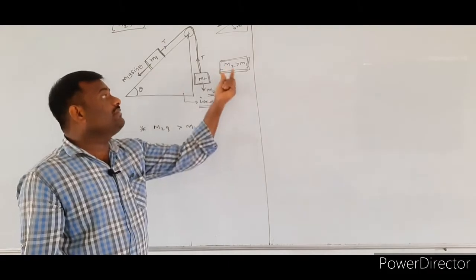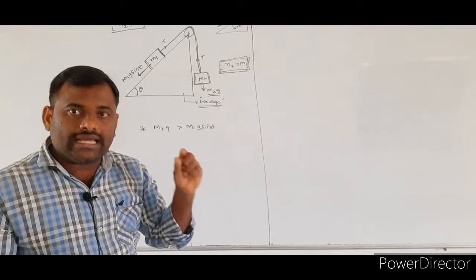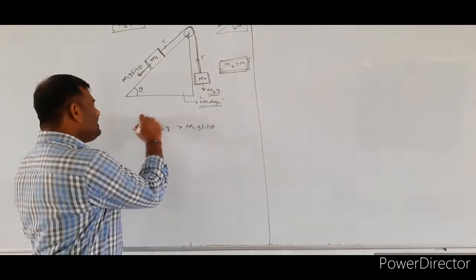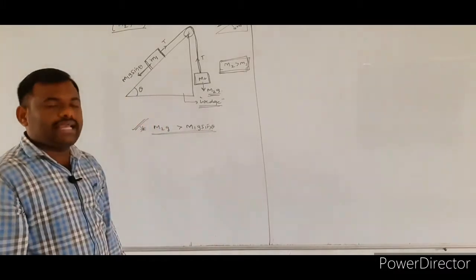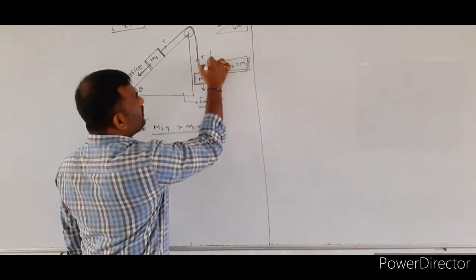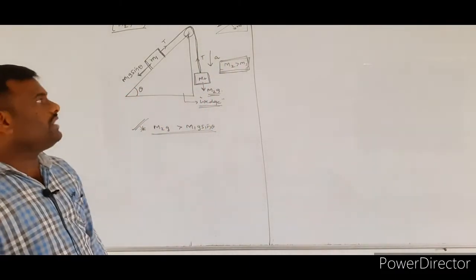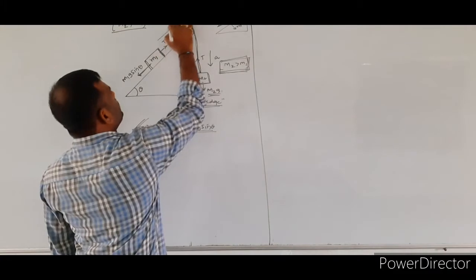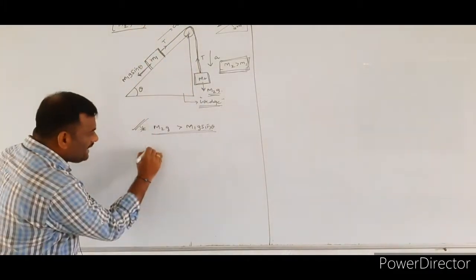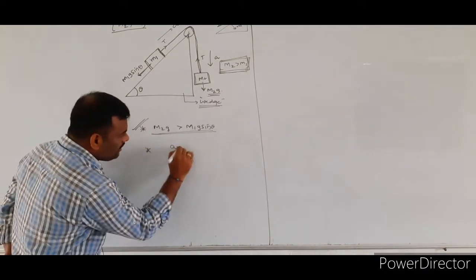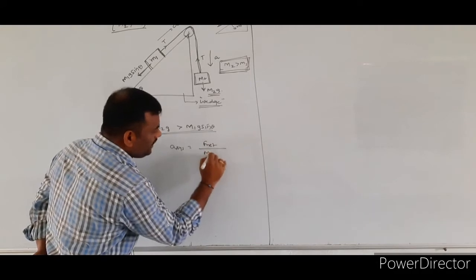Why did they mention that m2 will be greater than m1? As a result, we will say m2g value will be greater than m1g sin theta, so that the block will be moving in the downward direction with a constant acceleration, which they represented in the given diagram. Now I want to calculate the acceleration of the system. Already I told, acceleration of the system is equal to net force by total mass.